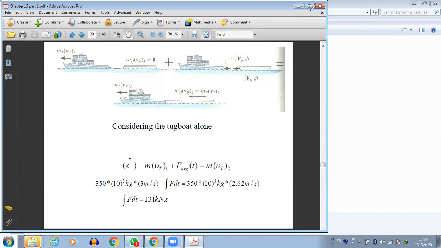When you come for the midterm, please bring your homeworks with you, okay? For chapter number 12 and 13.